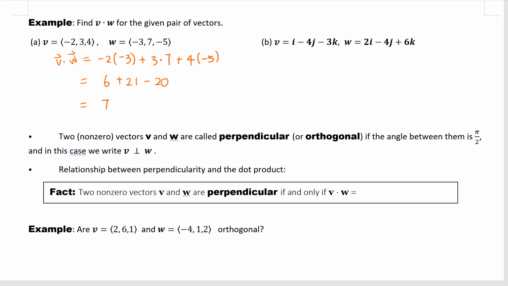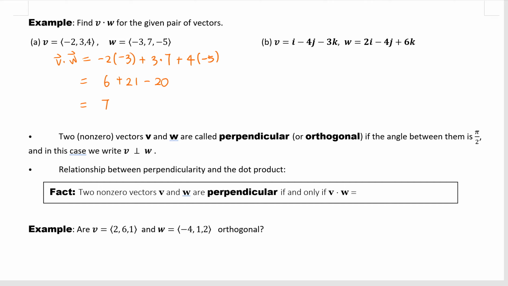So I strongly recommend that you try not to use your calculator in your homework. After you're done, you can use your calculator to check your answers. But for calculations like this, try not to use your calculator, okay? We can practice our calculating skills.